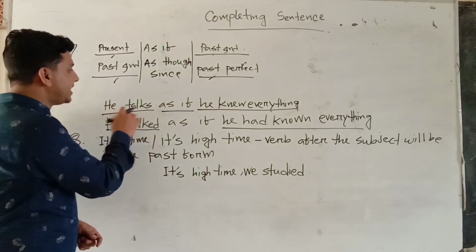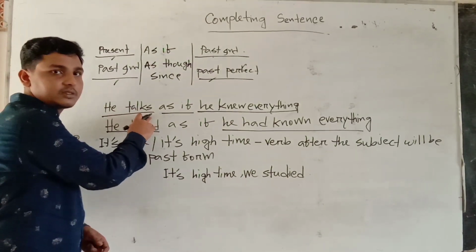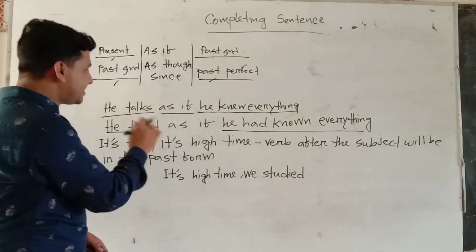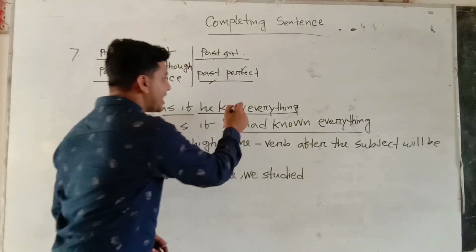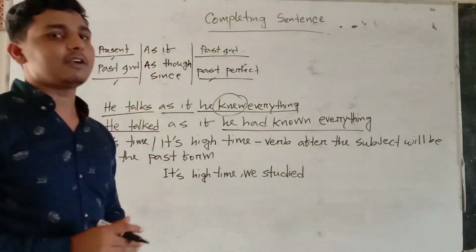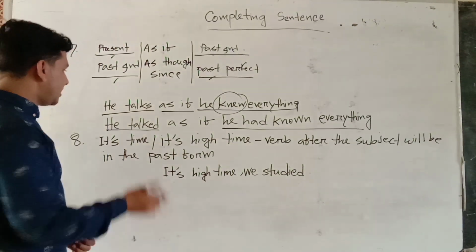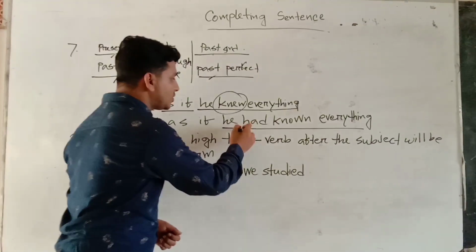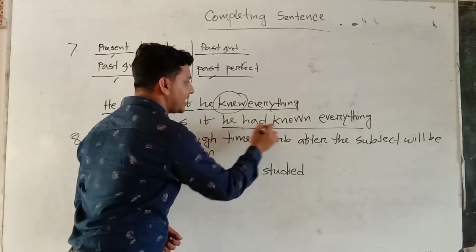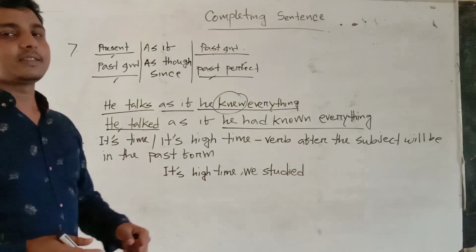See the example: he talks. This clause is in the present tense. Now I will put the other clause in the past indefinite tense. That's why I have mentioned this verb in the past form. Similarly, the first clause is in the past indefinite tense, so the other clause will be in the past perfect. That's why it is had known. The verb will be in this form.